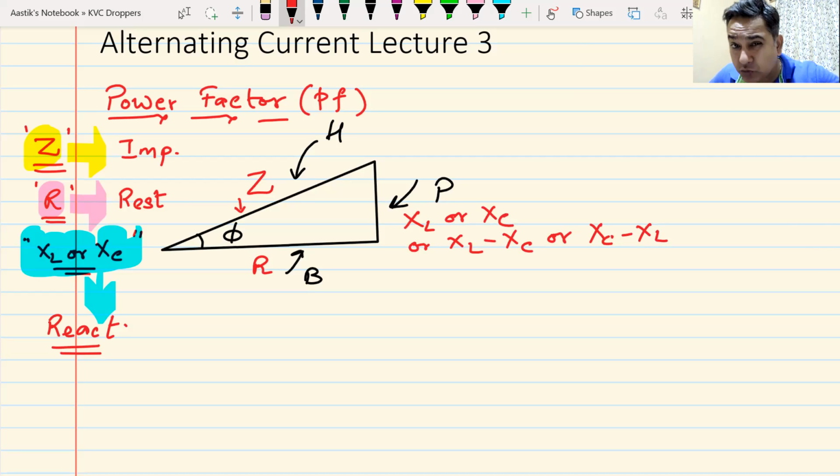Don't panic. I'll tell you in what case, whether it is XL or XC or XL minus XC or XC minus XL. Just remember this X component, this is known as reactance.